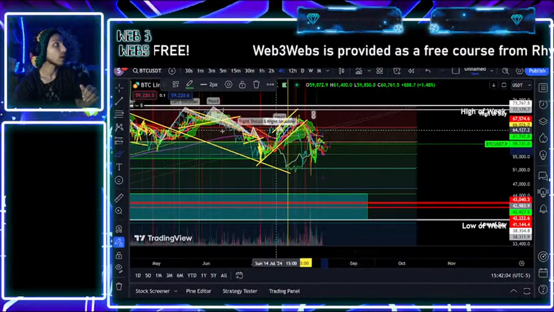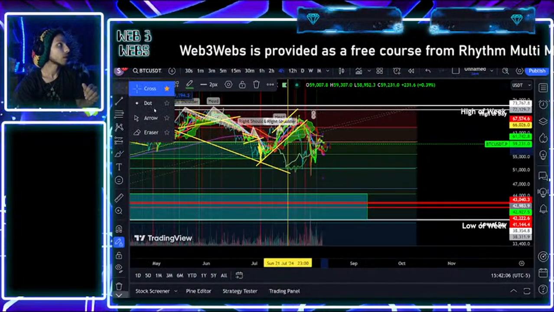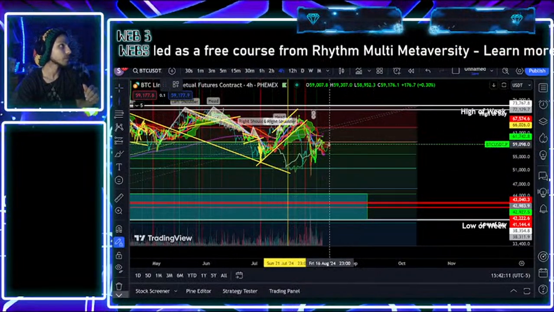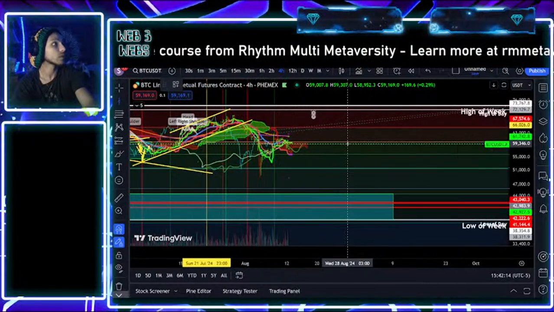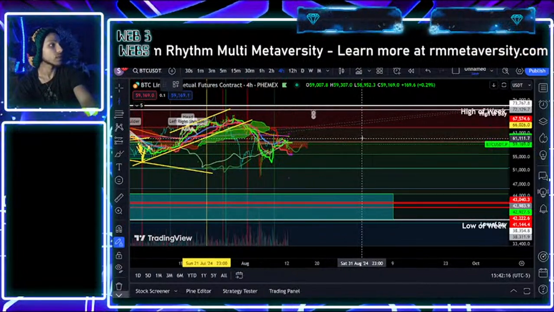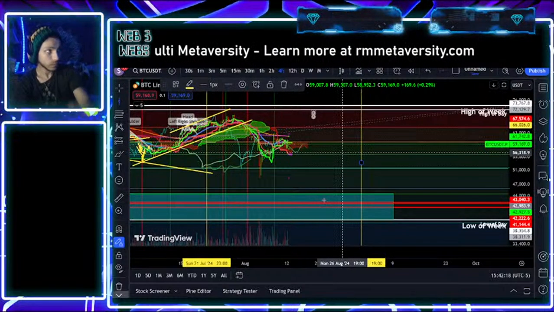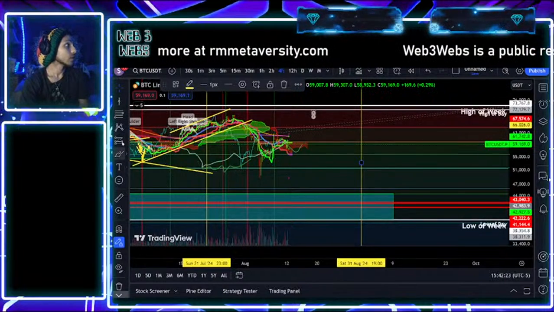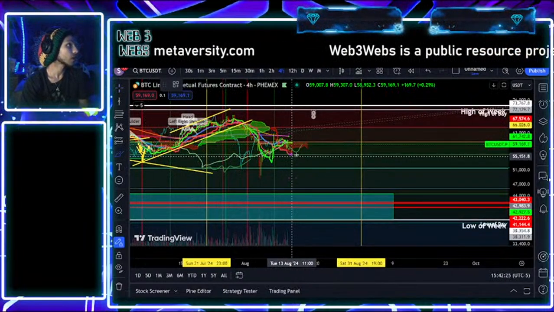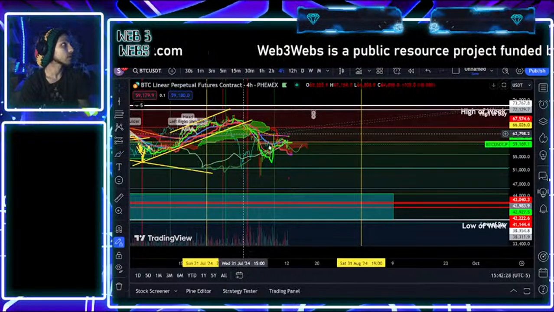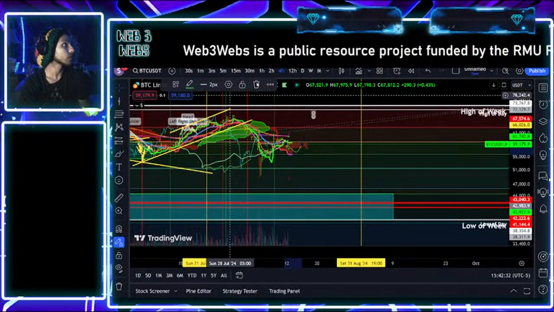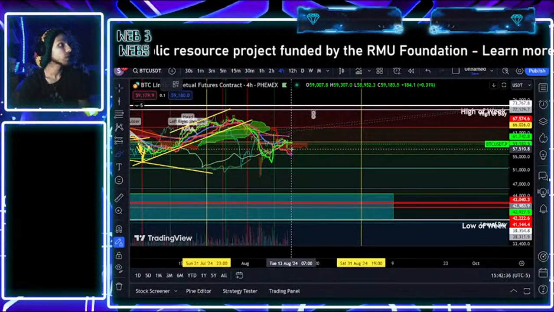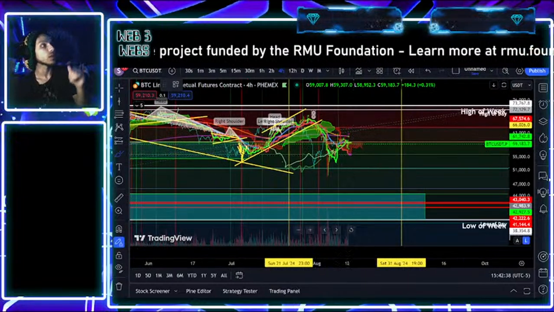I'm going to mark it out, actually. So we're going to get a vertical line. We're going to zoom in here and get the last day of August. Okay, right here. So that's the last day of August. Now, let's get our marker and try this again. So I think most likely we're going to continue down into this range.